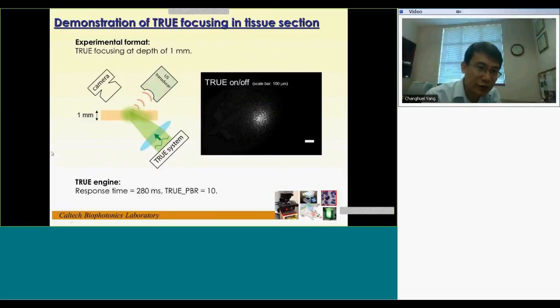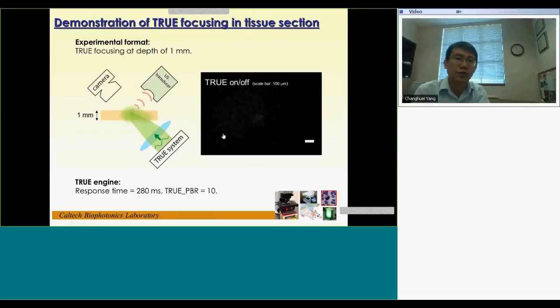We have yet to actually move our ultrasound to the other side, but the TRUE system is currently on just one side. You can see that we are able to focus light through that millimeter-thick brain section, and we used a camera to look at that focal point while it's formed. Here's a video showing what we can observe on this side.